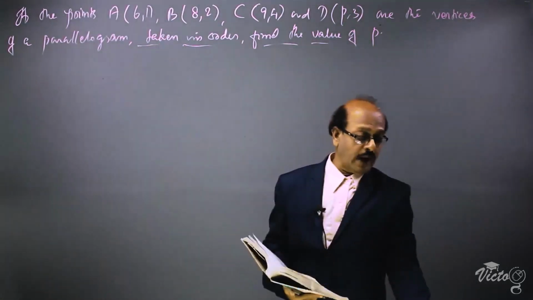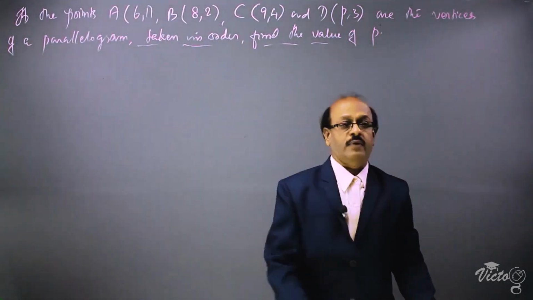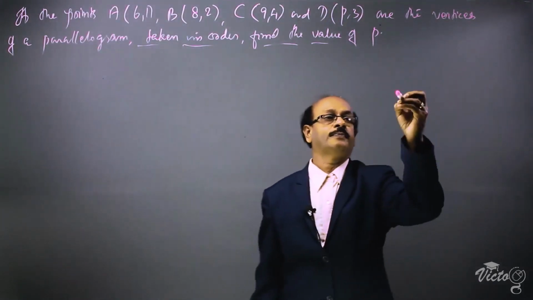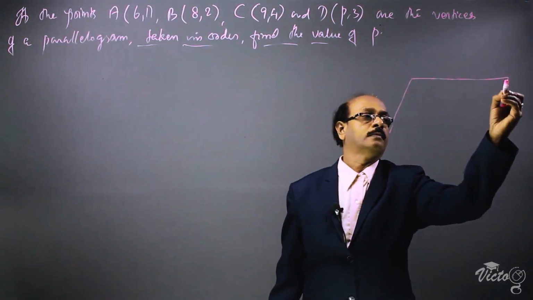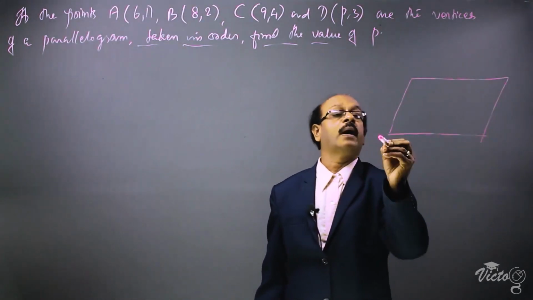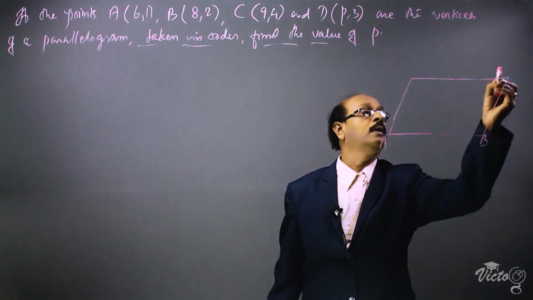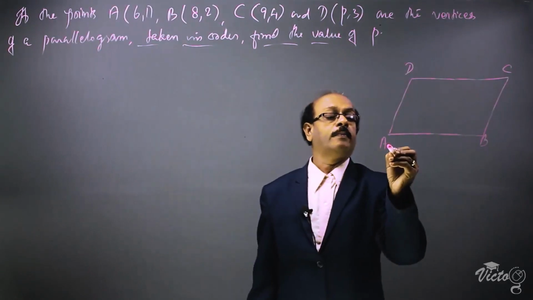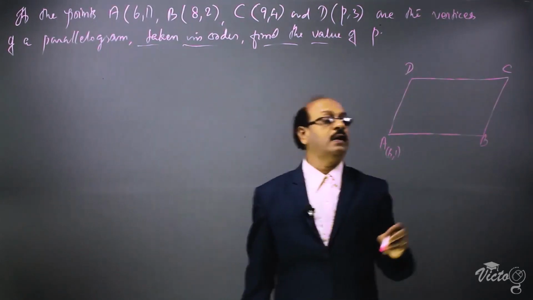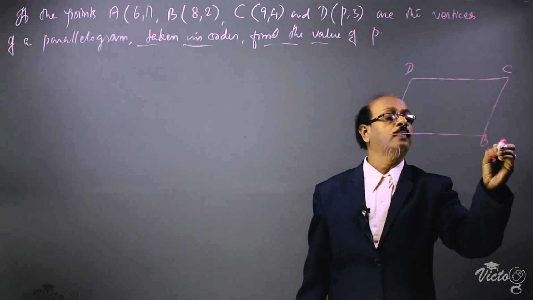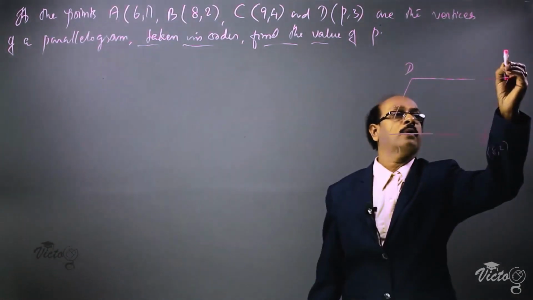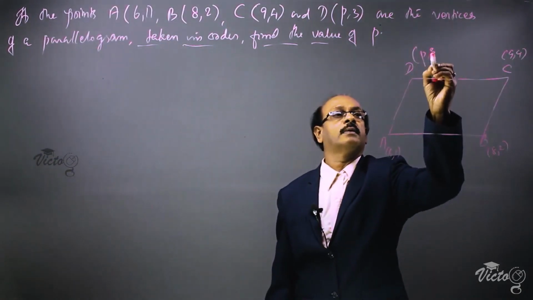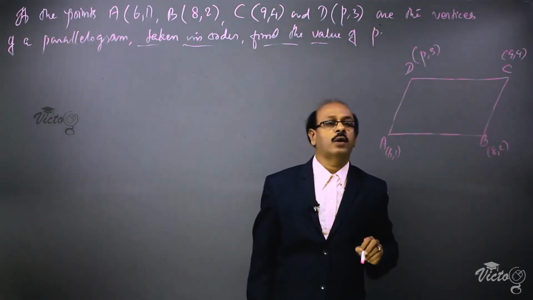Four vertices of a parallelogram are given and we have to find the value of P. So we have to draw a parallelogram ABCD. The coordinates of A are (6, 1), B is (8, 2), C is (9, 4), and D is (P, 3). Now we have to find the value of P.